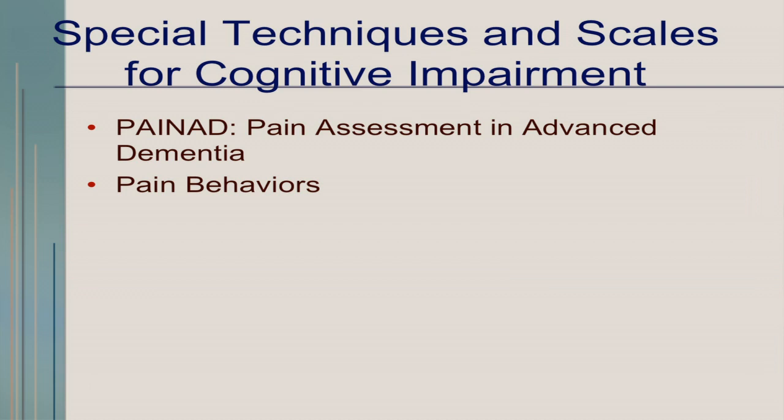Here we'll talk about special techniques and scales for cognitive impairment. There are over a dozen different types of scales specifically designed for patients with cognitive impairment. We'll discuss two here: PAINAD, the Pain Assessment in Advanced Dementia, and Pain Behaviors.